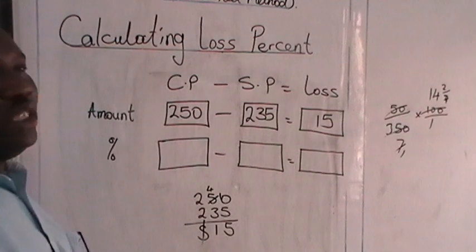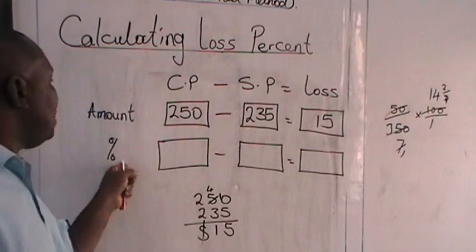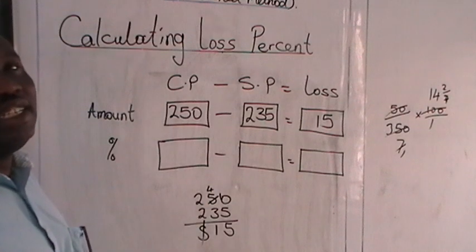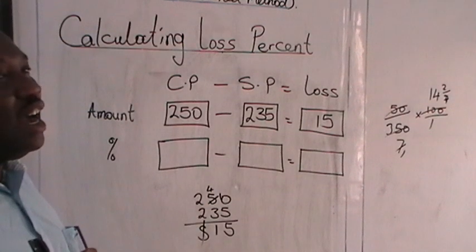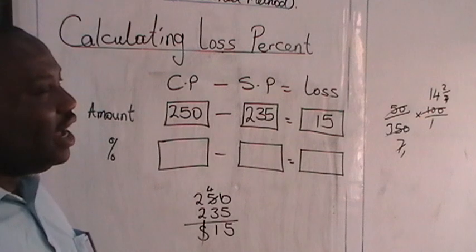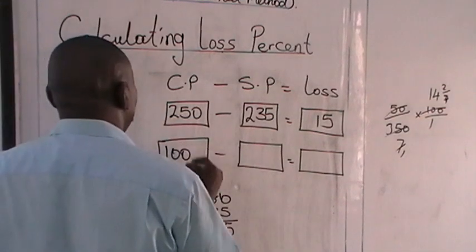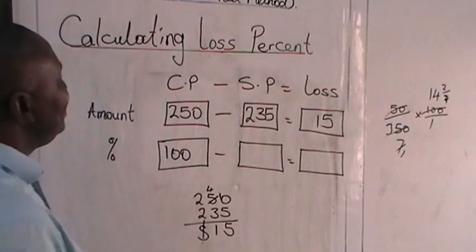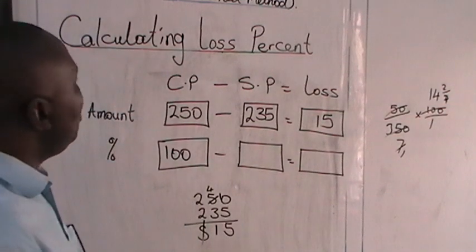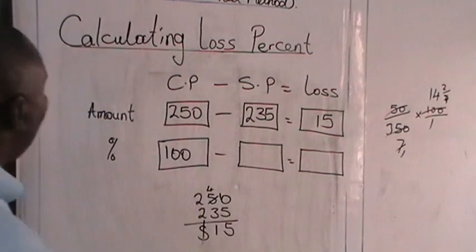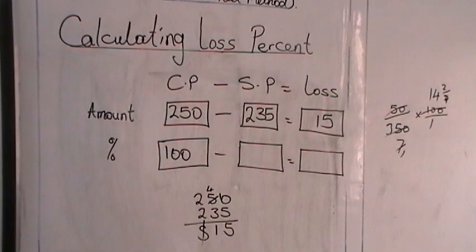Now, can you remember what I said will be your cost price percent? I said that is constant. All the time, the cost price is always 100%. Now remember, we are looking for our loss percent. That's the question. If that is the case, what do we do now?